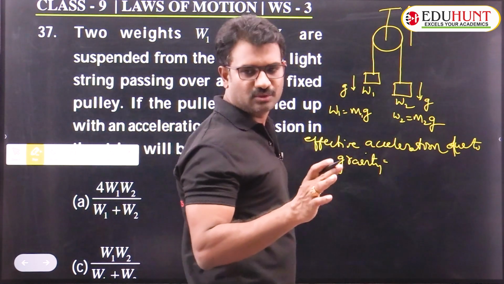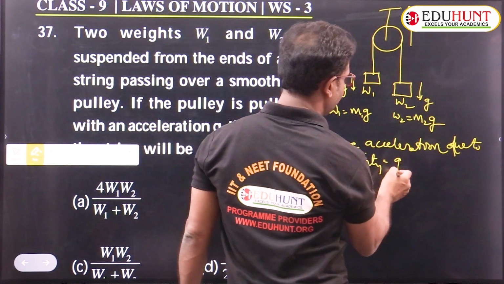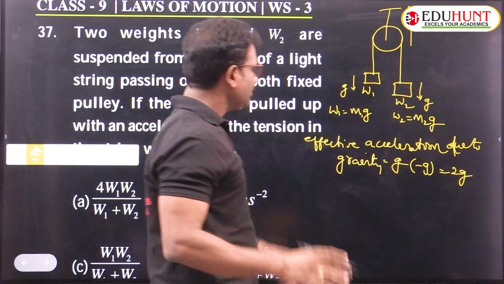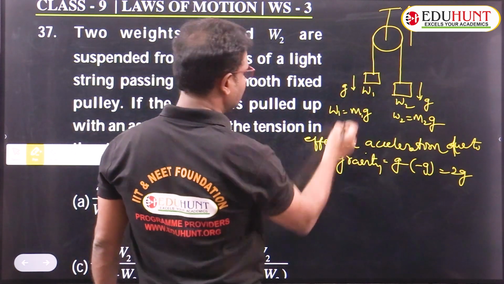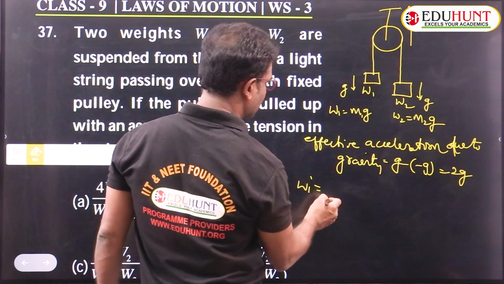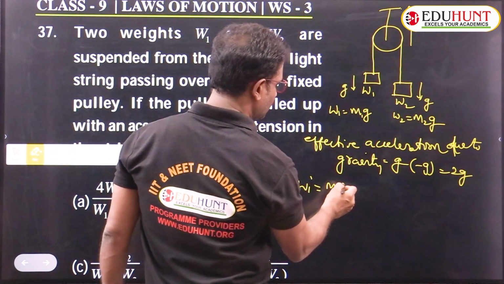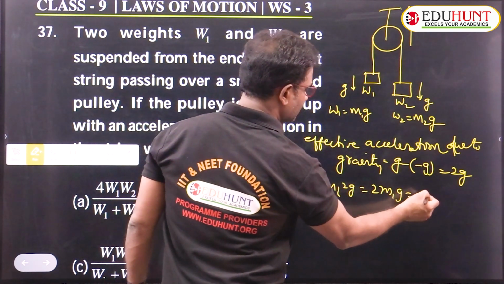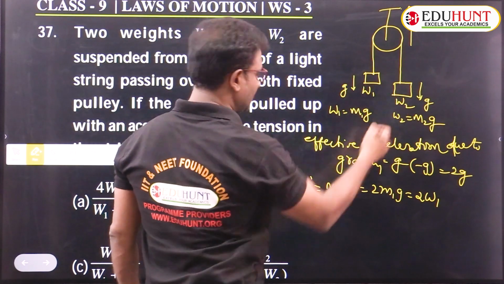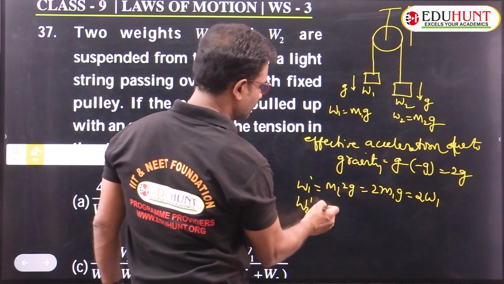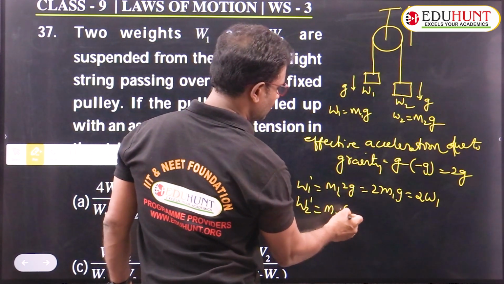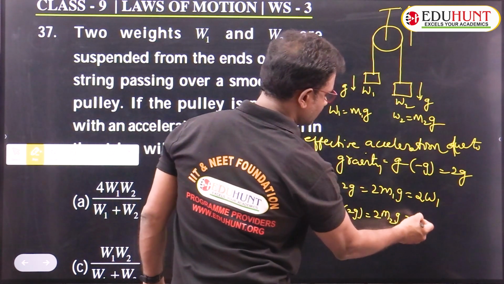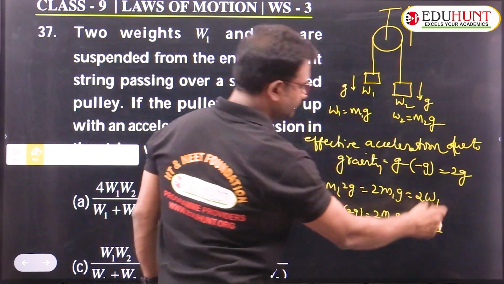The effective acceleration due to gravity is g minus of minus g, which is equal to 2g. Now what about the weights? The effective weight w1 dash is equal to m1 into 2g, which is equal to 2m1g, which is nothing but 2w1. And w2 dash is equal to m2 into 2g, which is equal to 2 into m2 into g, which is equal to 2 times w2.